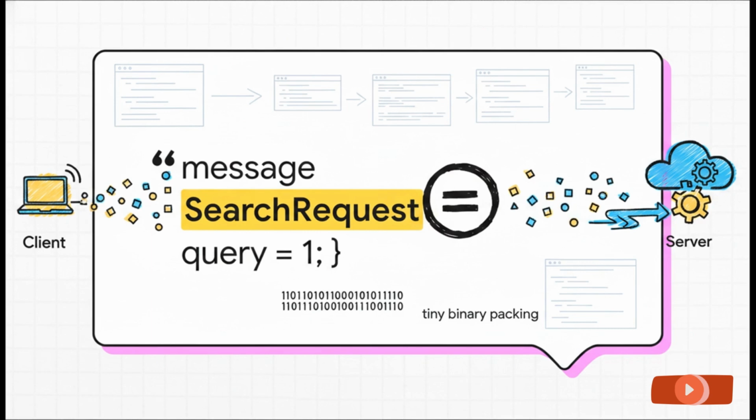Notice the structure here. We have a string named query, an integer for page number, and another for results per page. But look really closely at the end of those lines. =1, =2, =3. These aren't the actual values. These are uniquely numbered tags. Because both the client and the server have this exact same file, they don't actually need to send the long word page number across the network. They literally just send the number 2 and the value. And that is why the binary packing is so unbelievably tiny.